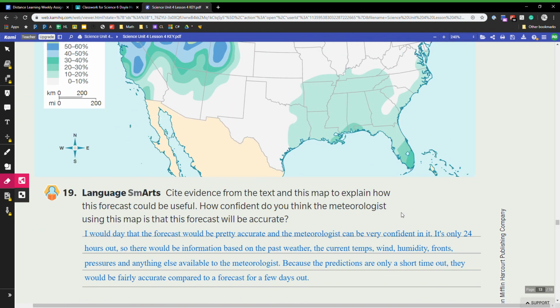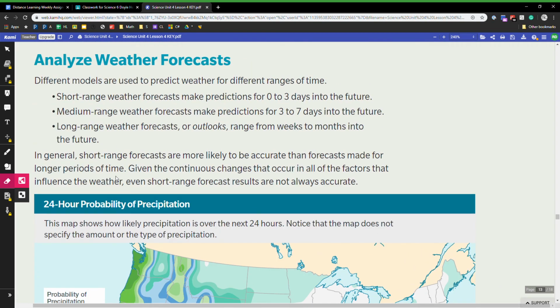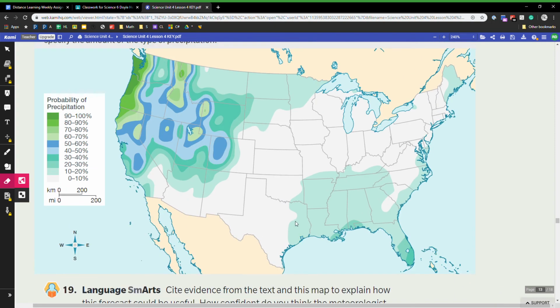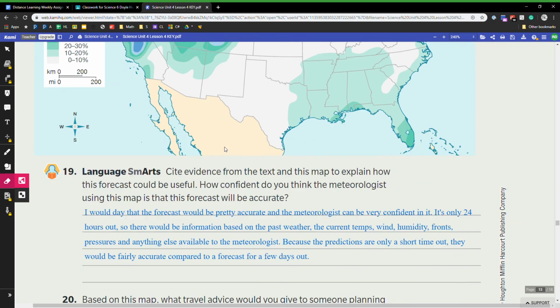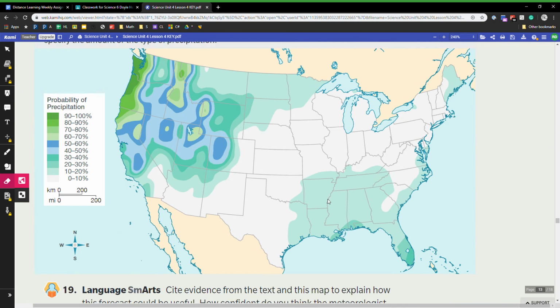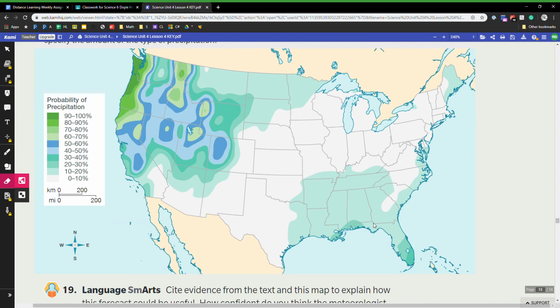So 19 says, cite evidence from the text and this map to explain how this forecast could be useful. And I said that the forecast would be pretty accurate for the meteorologist, right? You're responding to all of these things up here. So I'm saying it would be accurate, and that the meteorologist could be very confident in it because this forecast is only a 24-hour forecast of precipitation. First of all, we know that predictions shorter out are going to be more accurate.